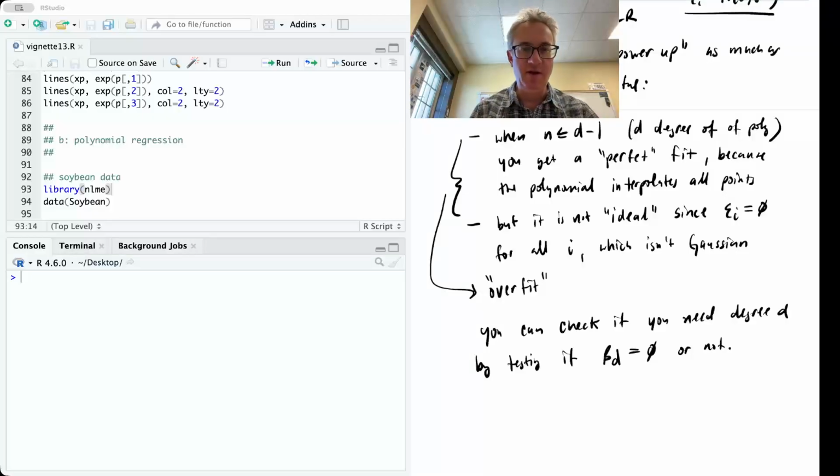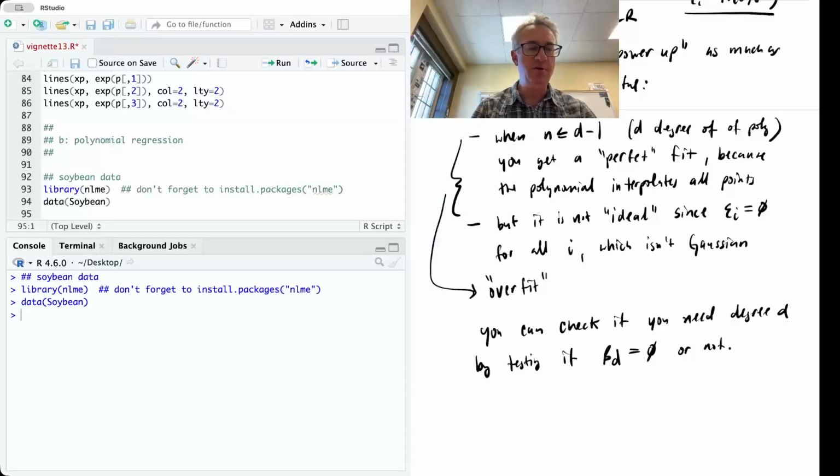The rest of it is going to be our code. So we're going to play around with this idea with data that you can find in the nlme package. Don't forget to install.packages nlme, which you need to do once per computer. And then after you do that, you can load in this soybean data. There's a lot of interesting stuff in this data set, but we're not going to look at all of it.